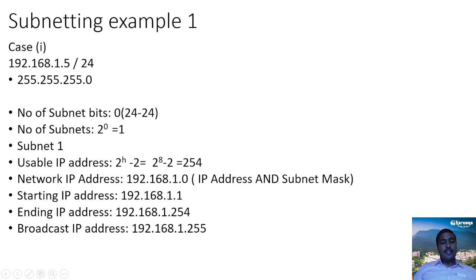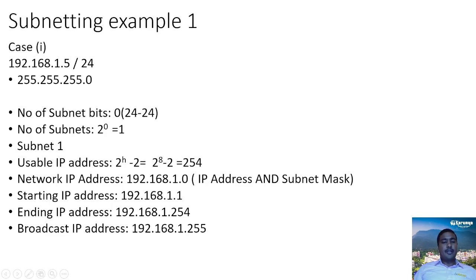So how many hosts are available? The remaining 24 bits are available. That means 8 more bits are available for my host part. So 2 to the power 8 minus 2, that is nothing but 254. So if I start with my first IP, it's going to be 1.0.